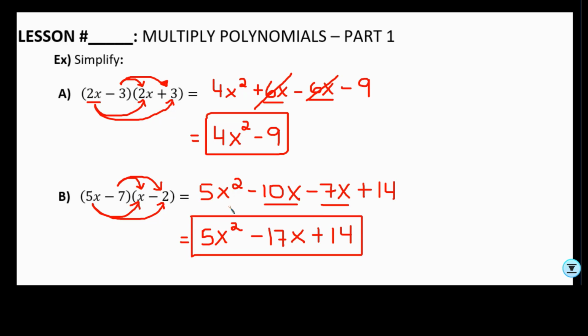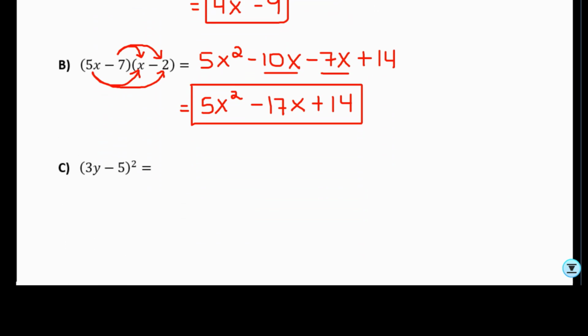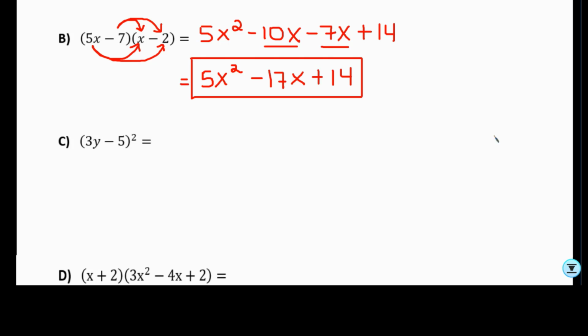Very well. Let's continue and do the next problem. Next problem, we have a binomial raised to a second power. Well, what does second power mean? For example, if I have x squared, what does that x squared mean? Well, basically it means x times x. If I have x to the third power, that would mean x times x times x.